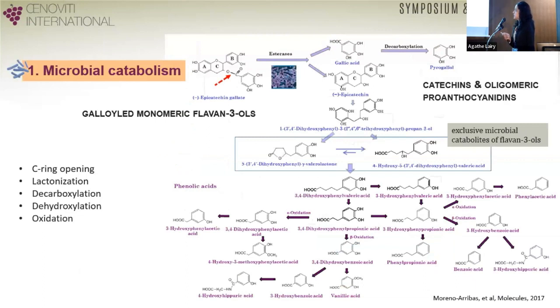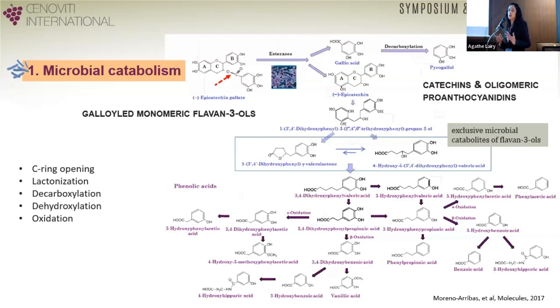Getting into the first topic, how are microbiota and bacteria able to catabolize phenolics? We can have here an example of what happens to catechins and oligomeric proanthocyanidins. We have several types of reactions that could occur after C-ring opening. In this first step, we can have the formation of compounds derived from valerolactone or valeric acids, and then we can have carboxylation, hydroxylation, and oxidation reactions. Most important, looking at the structures themselves, is for you to understand that although these two compounds are exclusive to the catabolism of flavan-3-ols, we have others that are common with the catabolism of phenolic acids.